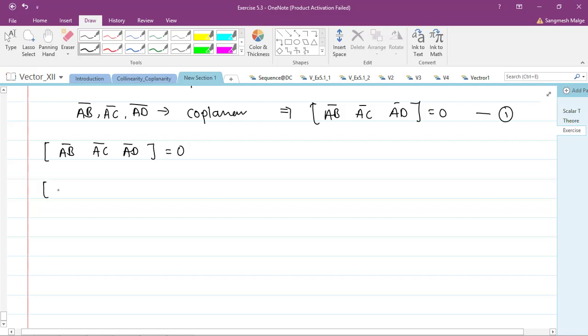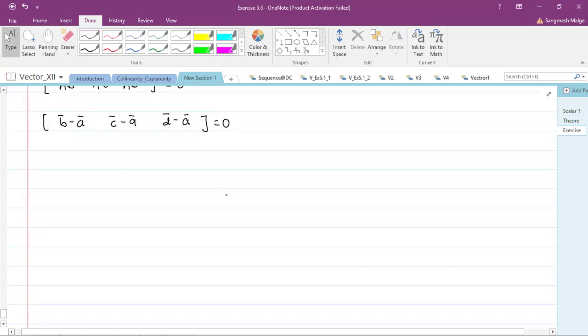What is AB bar? It is B bar minus A bar. This is C bar minus A bar and this is D bar minus A bar, equal to 0. Next, how can I write this in terms of dot and cross? So we have B bar minus A bar dot C bar minus A bar cross D bar minus A bar. I hope it is okay. This is equal to 0.